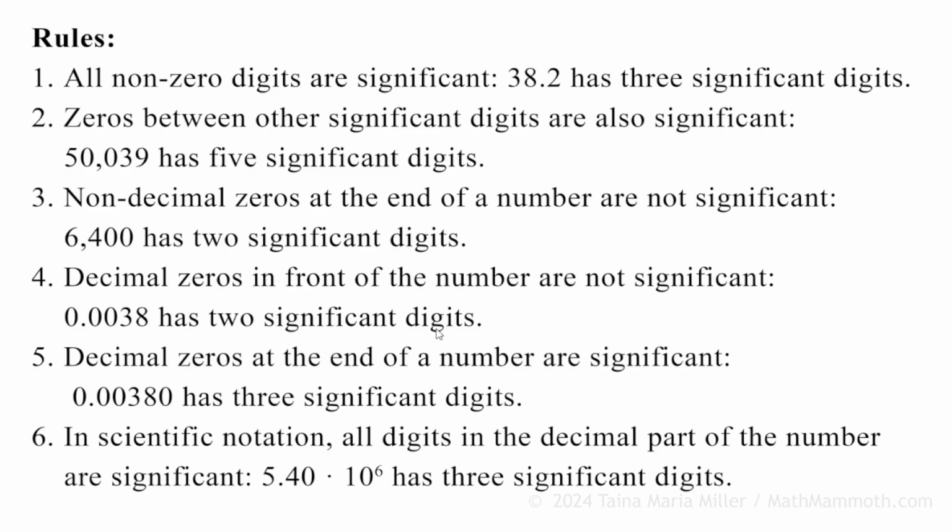And then non-decimal zeros at the end of a number are not significant. We just looked at this, okay, with our 3,700. 6,400 has only 2 significant digits. Decimal zeros in front of the number are not significant. 0.0038 has 2 significant digits, the 3 and 8. But decimal zeros after that are significant. They make it more accurate. And then in scientific notation, all digits in the multiplier, in the decimal part of the number, are significant. 5.40. So this number has 3 significant digits.